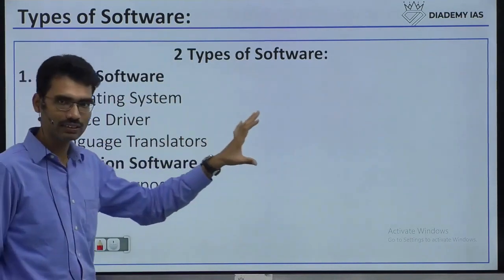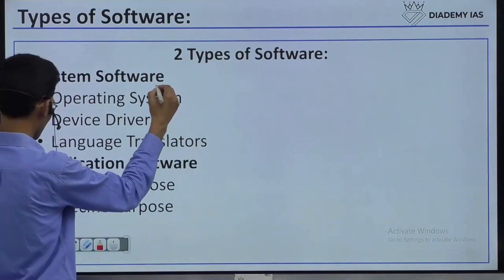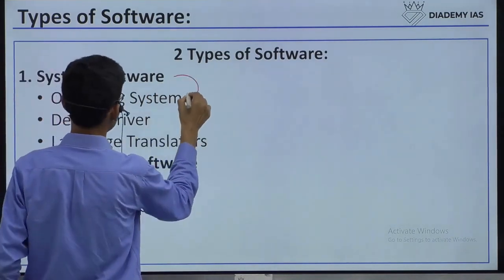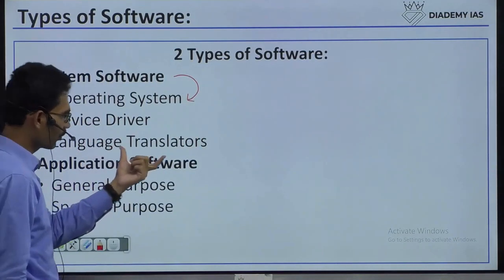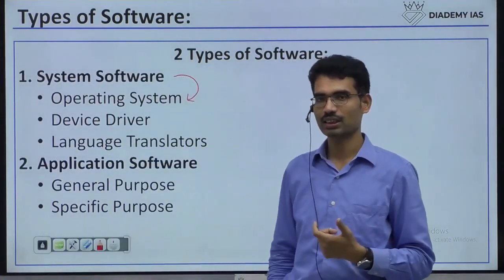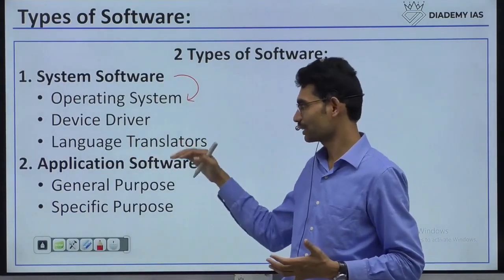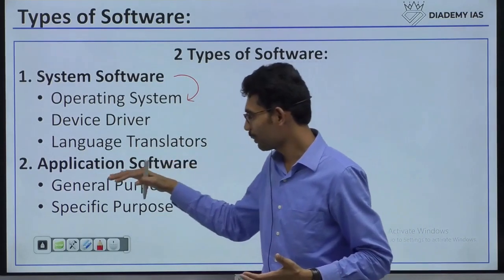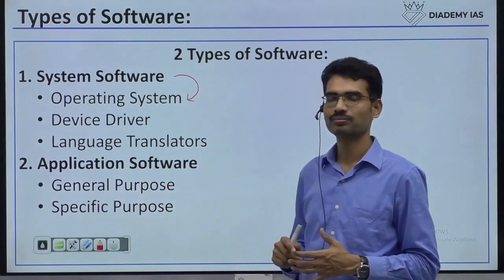In yesterday's class, we have seen this. Operating system is one example of system software. Device drivers and language translators, like assemblers, interpreters, and compilers, are examples of language translator software. The second type is application software, which can be general purpose or specific purpose.